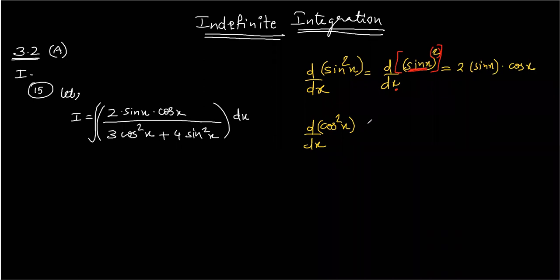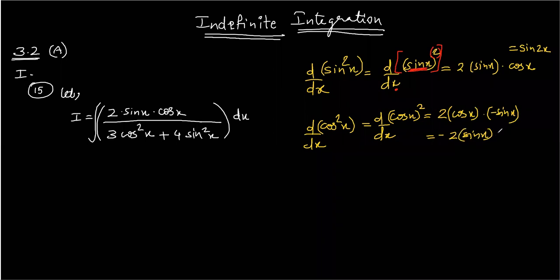Okay. Further, 2 sine x cos x is also known as sine 2x. Now you differentiate cos square x. So this is d by dx of cos of x the whole square, which is 2 cos x into d by dx of cos x, which is minus sine x. So what is it equal to, students? This minus will come here. So you have minus 2 sine x into cos x.